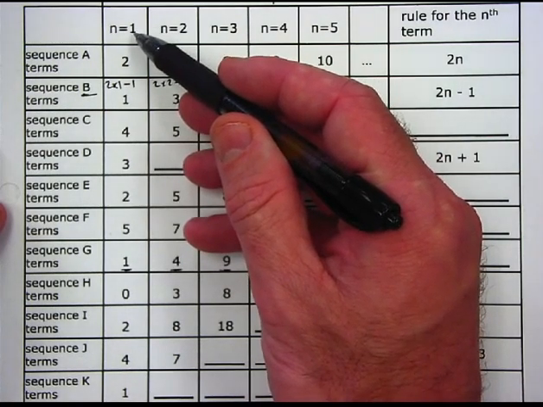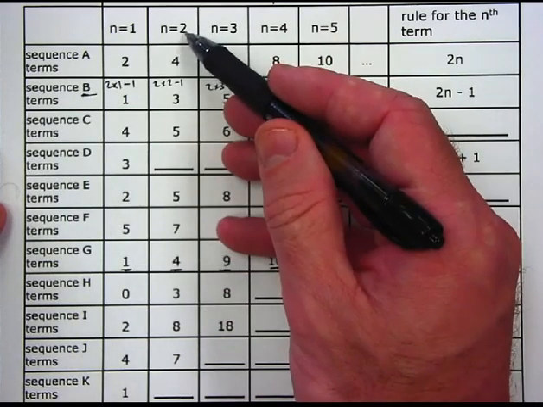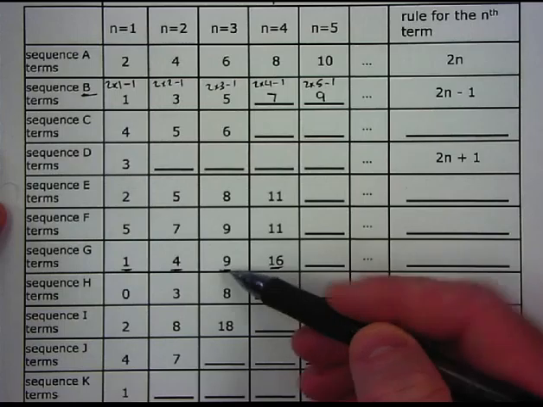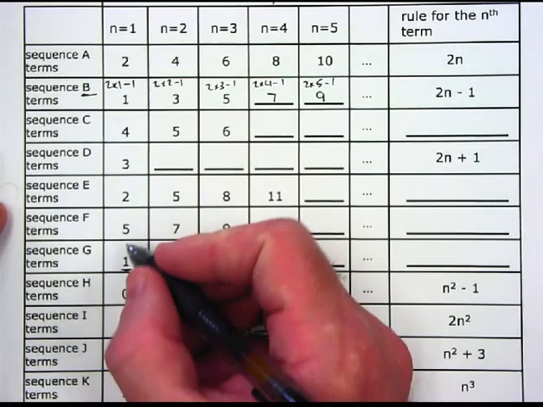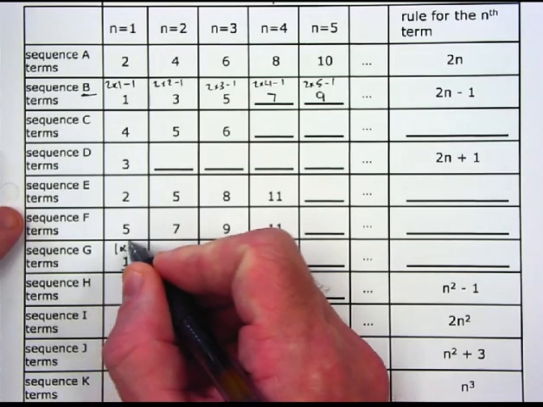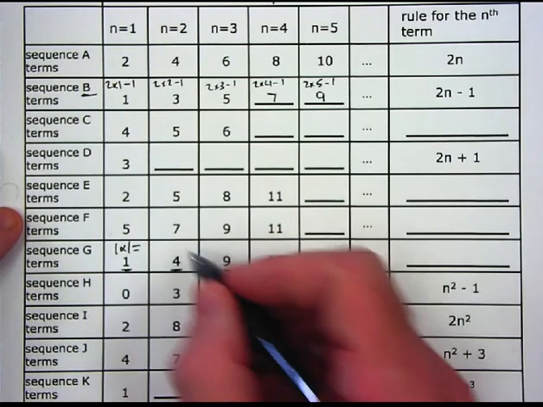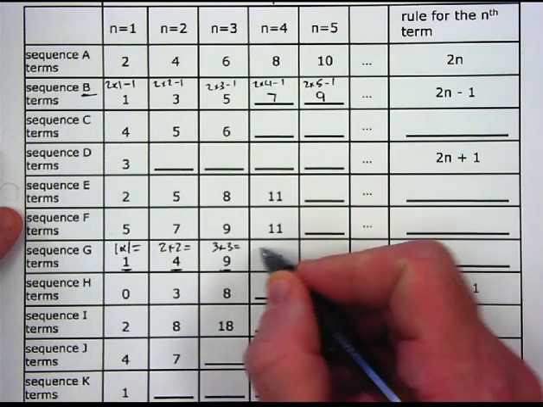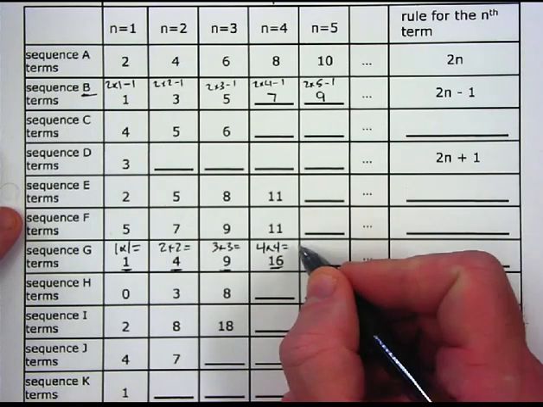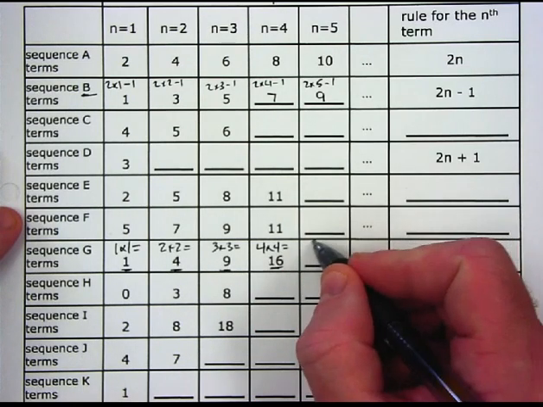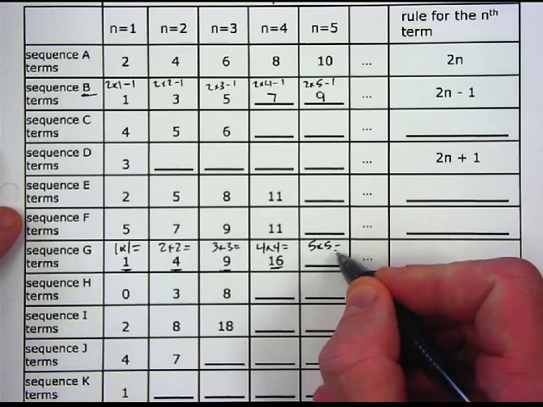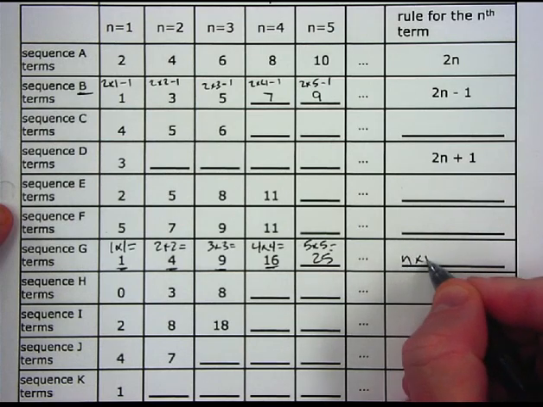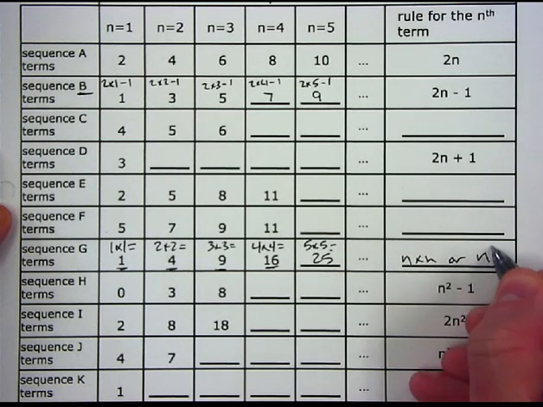1 times itself, 1 times 1 is 1. 2 times itself, 2 times 2 is 4. 3 times itself, 3 times 3 is 9. So it looks like these numbers are being squared. So the position times itself equals the term. So when we get to position 5, we'll do 5 times 5, or 5 squared, equals 25. And the rule would be n times n, or n squared.